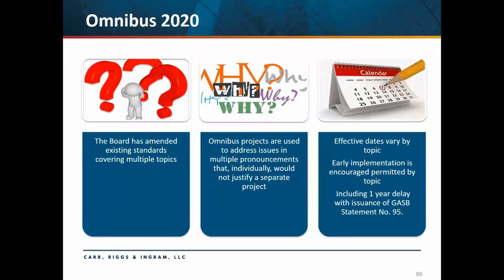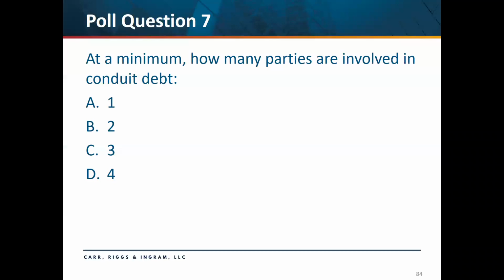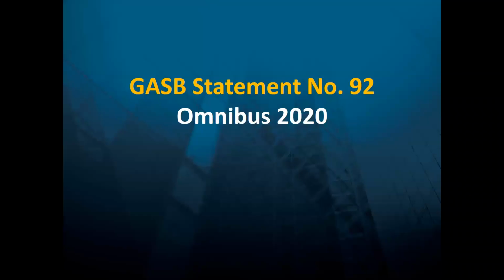Excellent. So the next one, question 7. At a minimum, how many parties are involved in a conduit debt? Is it 1, 2, 3, or 4? So let's go ahead, give everyone a couple of minutes here while we proceed, please, presenters.